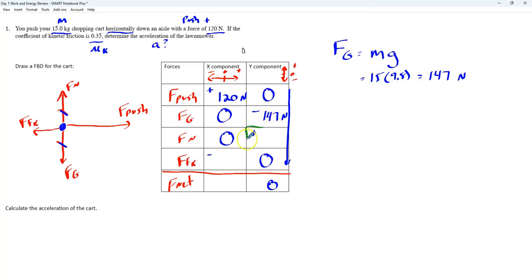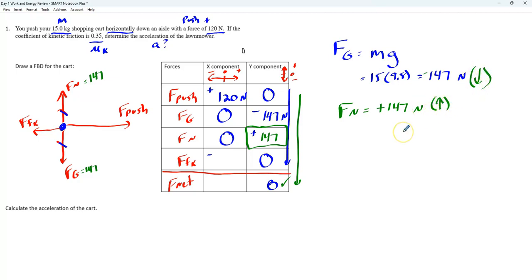That leads us to our y column, with just one empty box. If I have 147 newtons going downward here, I need 147 newtons going upward to balance it out to get to 0. Right? So our normal force is a positive 147 newtons. If you wanted to put negative here, that's just the direction it's going, down. The positive means it's directed up.